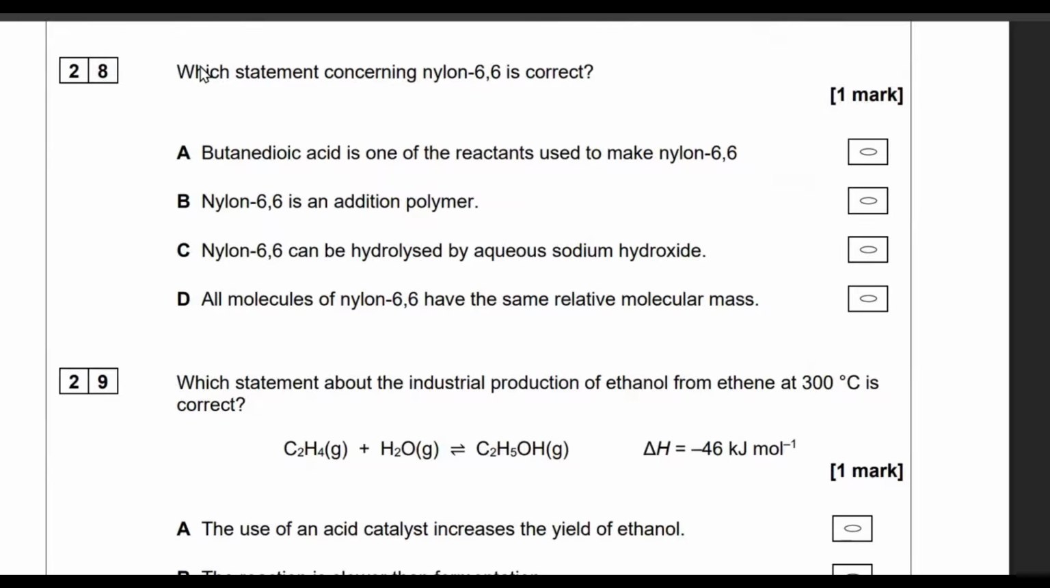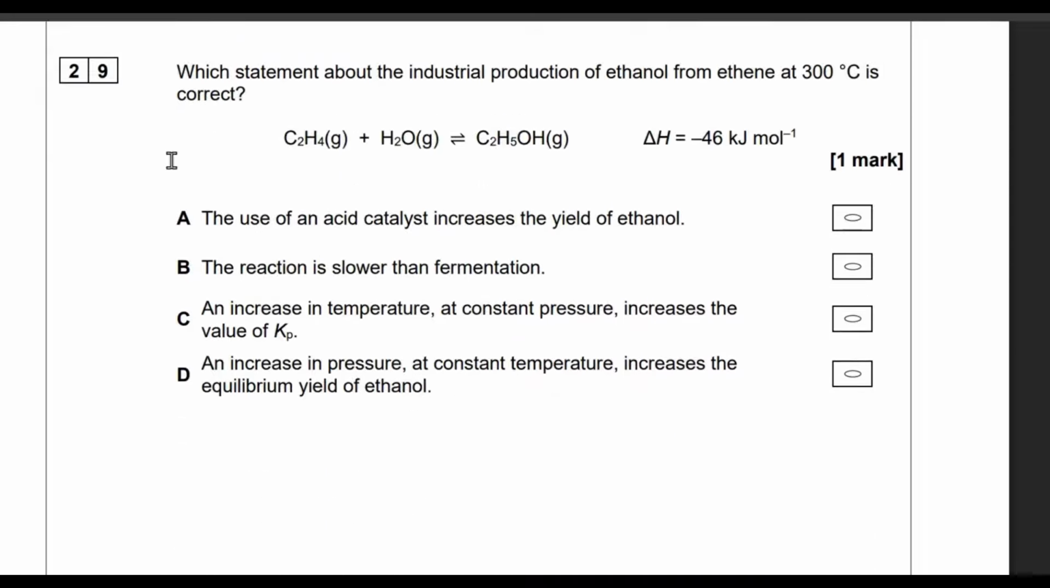This is another one which is just pure memory recall, so I'm just going to tell you the answer. Which statement concerning nylon 6,6 is correct? Nylon 6,6 can be hydrolyzed by aqueous sodium hydroxide. You just got to know that off by heart. Okay, it's a condensation polymer, so easy peasy pudding and pie.